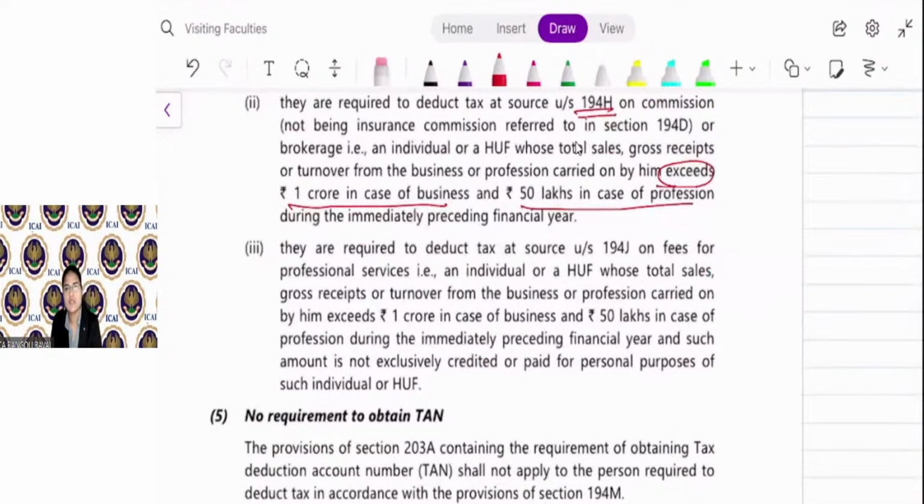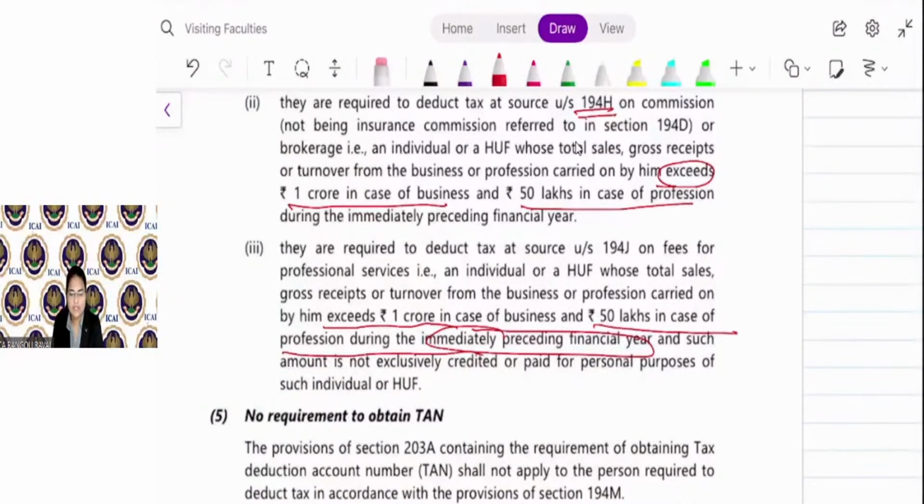Same under section 194J: if as an individual your turnover in the last year is more than 1 crore, or if you are in a profession and your gross receipt is more than 50 lakh in the immediately preceding financial year, then 194J is applicable and 194M is not applicable.